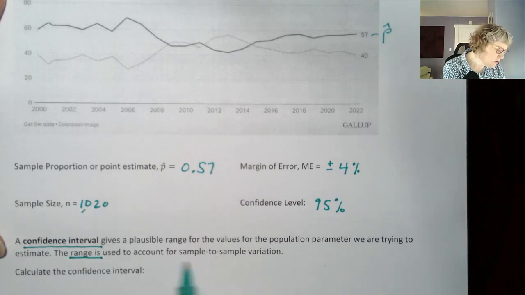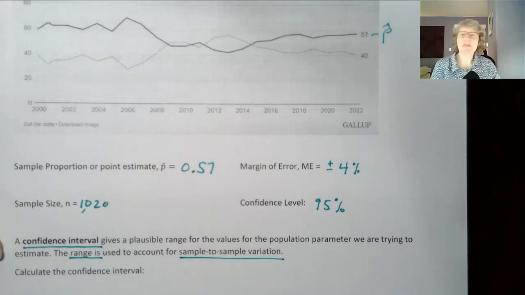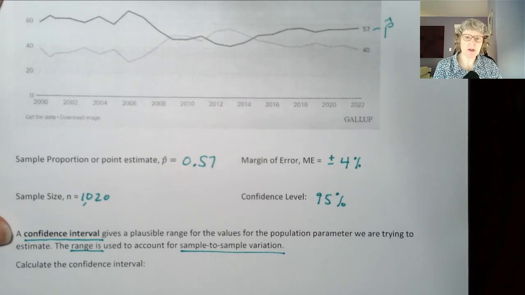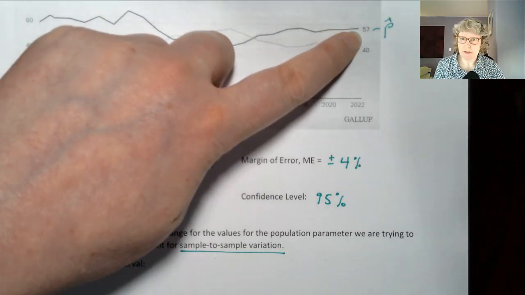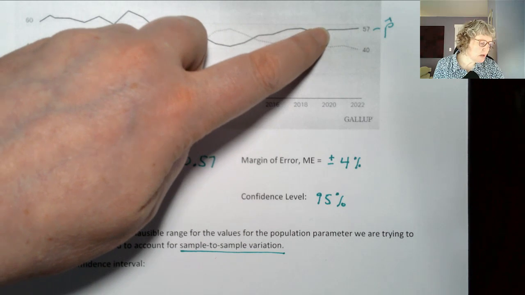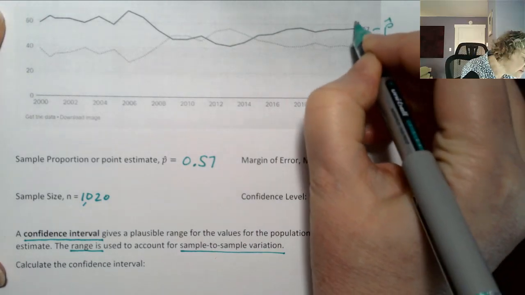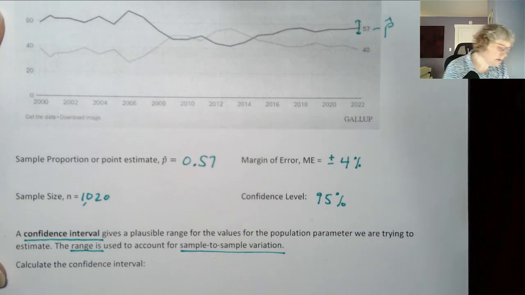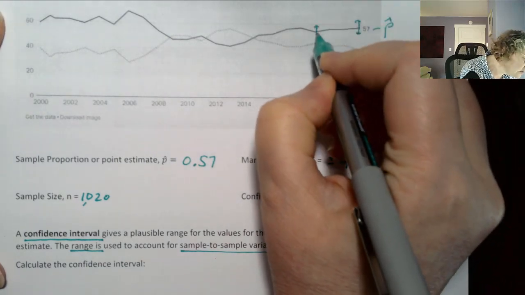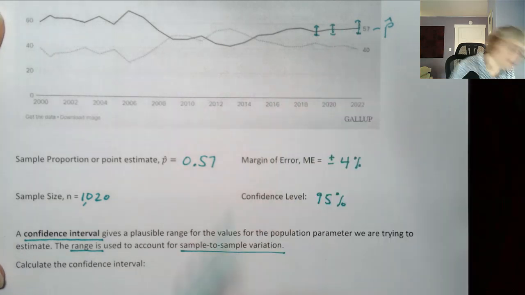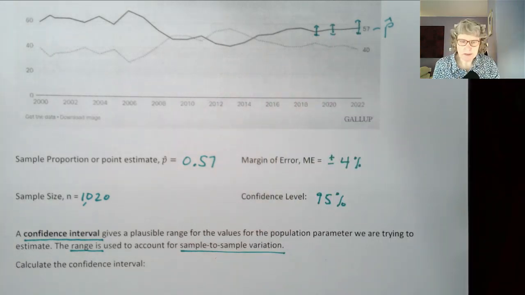This range is used to account for sample-to-sample variation. We've seen standard error already, and we have an idea about sample-to-sample variation. This is only 1,020 adults in this data point. Is it really up from last time, or is that just sample-to-sample variation? What might be interesting is if we had a little confidence interval around each of these points, and you might see a graph like that where each point has this range around it, because often in the media they report a single value, and that's called our point estimate.